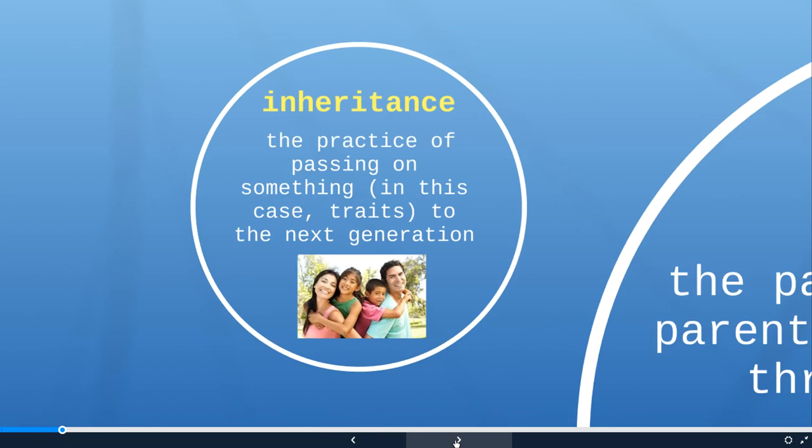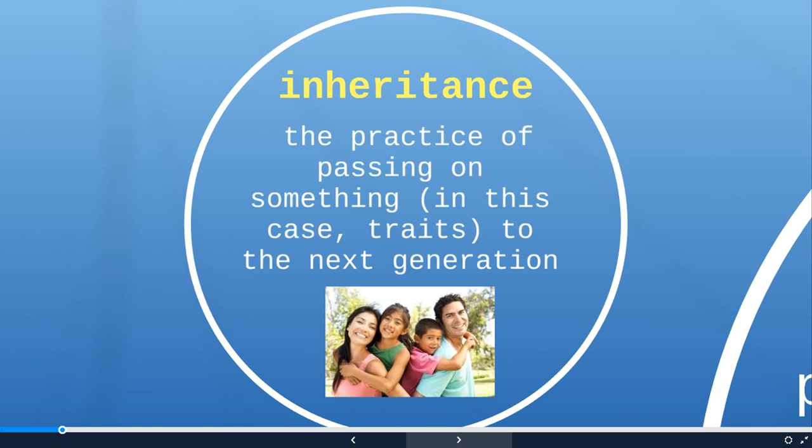Heredity leads to inheritance, and inheritance is the practice of passing something on. So if you had grandparents that have passed away, you might have inherited something from them. It could be money or something special, a piece of jewelry. You also inherit traits from them, characteristics. They could be physical traits, traits that you can see or observe, or they could be more personality traits, things that you're apt to, etc.